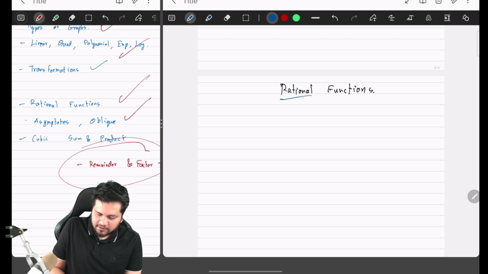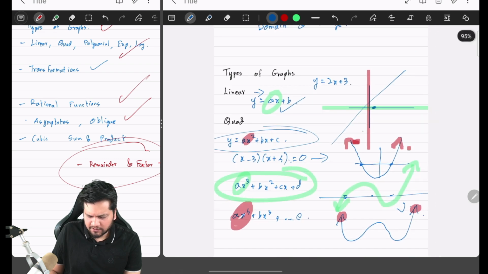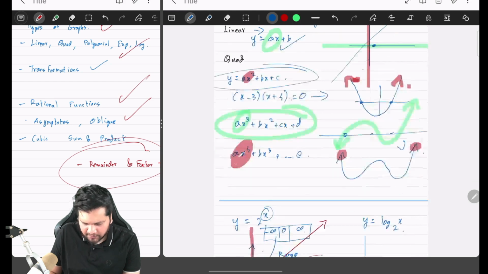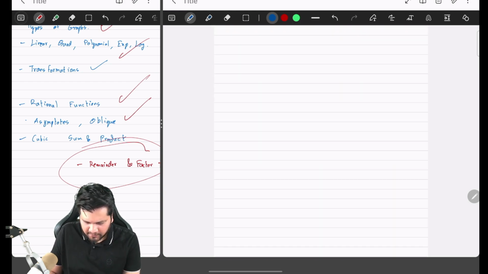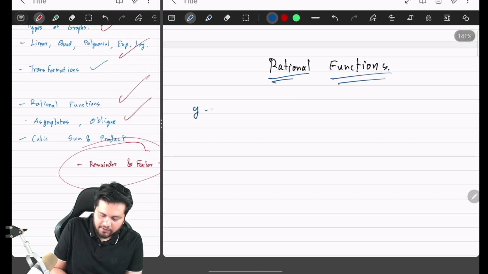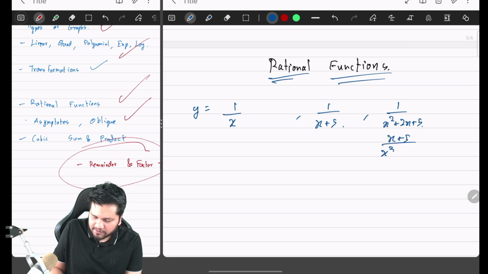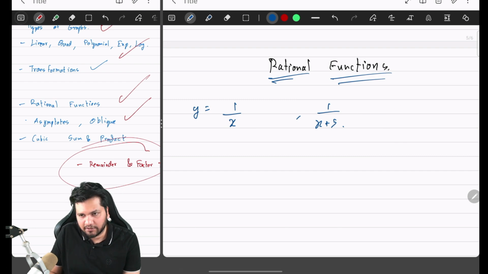So now we're going to start with rational functions. Previously we have covered all these types of functions, which are linear functions, quadratic, polynomial, exponential, log, whichever are there. Then we have the set of rational functions. So what exactly does it mean? They are in terms of something upon something, numerator upon denominator. So maybe something like 1 by x, 1 by x plus 5, then 1 by x square plus 2x plus 5, and in fact x plus 5 upon x cube plus 7x square plus 8x. All of these are nothing but your numerator and denominator. Wherever you see polynomials in this form, that is nothing but your rational functions.